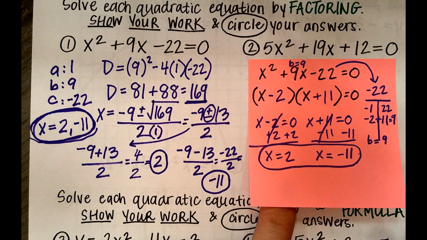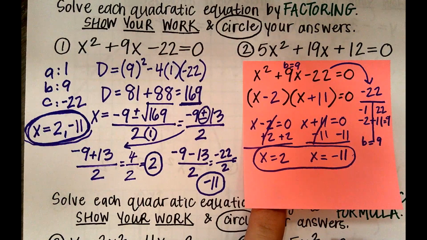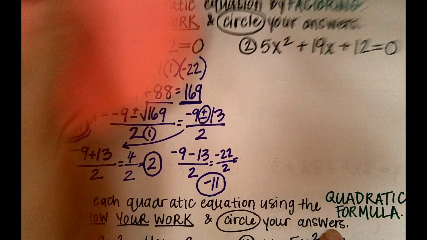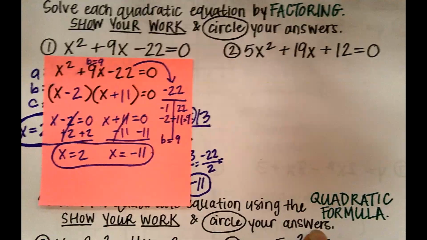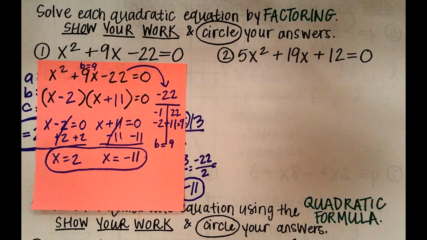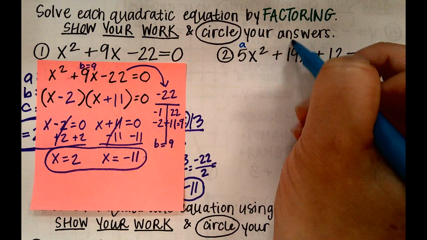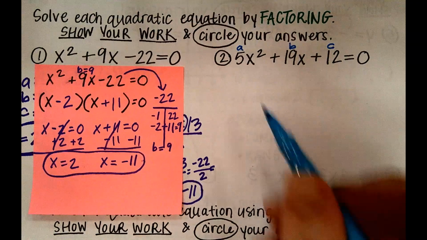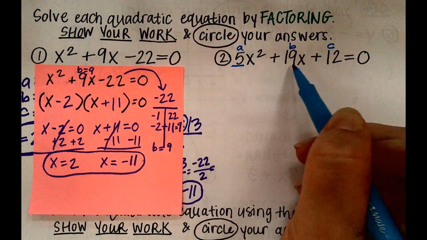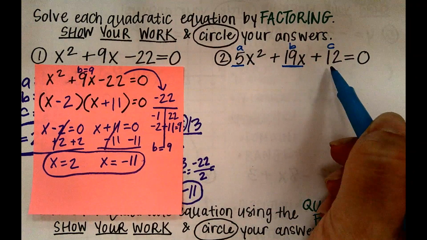Okay. Do we have any questions before we move on to number 2? Okay. I'm going to move this over to here then, and we're going to start number 2. I'll use a different color to separate my work a little better. Okay, so number 2, same thing. Identify A, B, C. A is 5, B is 19, C is 12.